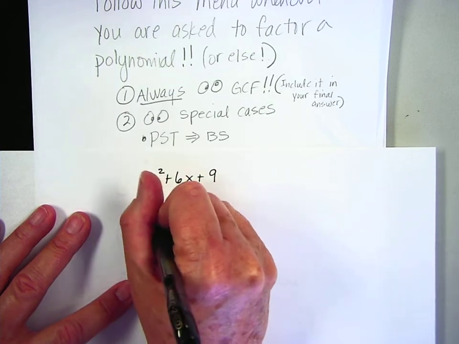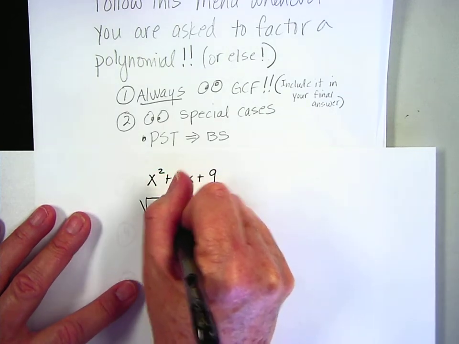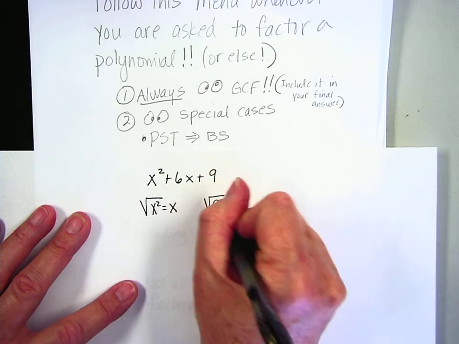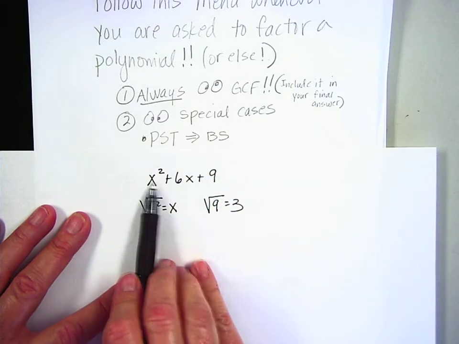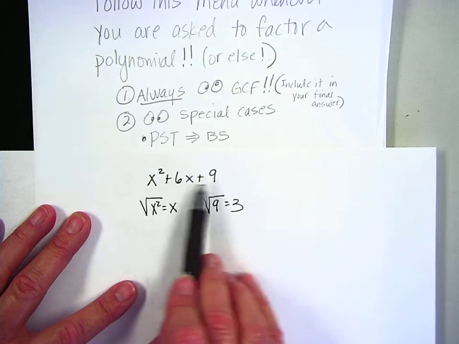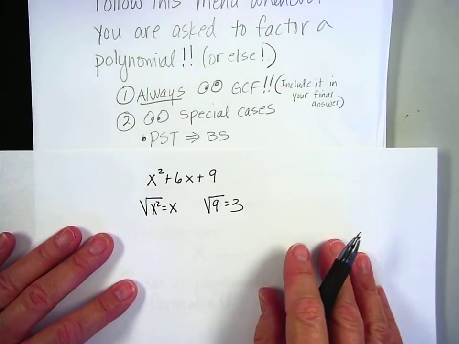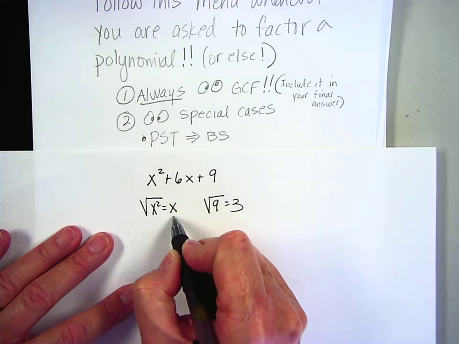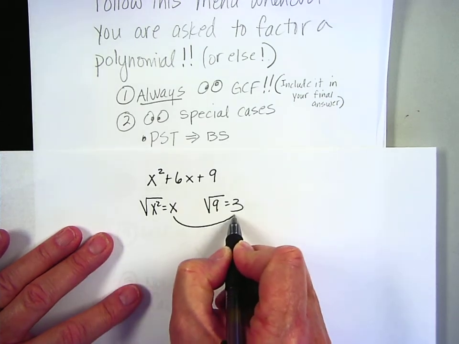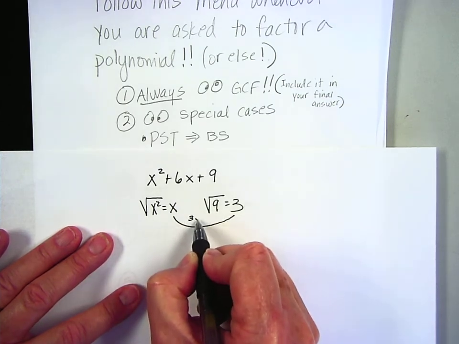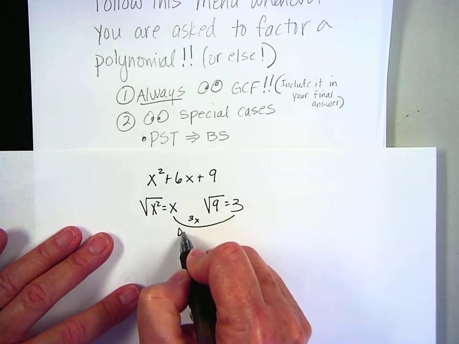Well, the square root of x squared is x, and the square root of 9 is 3. So these both are perfect squares. Well, I guess it's a perfect square trinomial, but we have to do one more thing. We're going to multiply these together, and we're going to get 3x. And then we're going to double 3x.